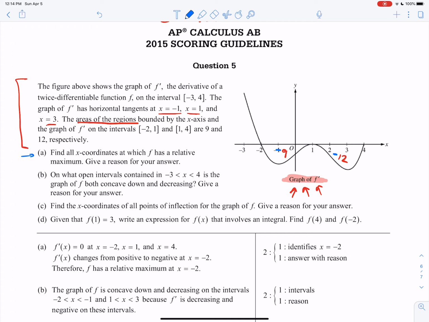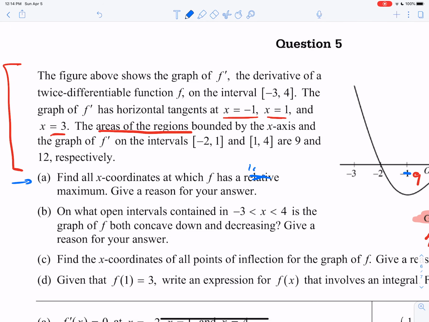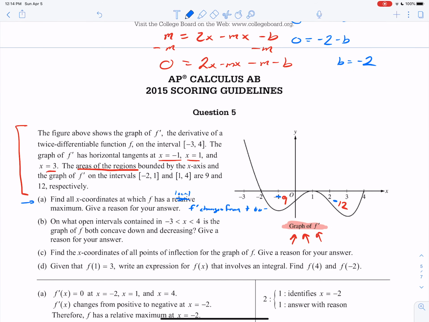Let's jump to the first one. We want to find out what x-coordinates where f has a relative max. So remember, relative, again, means local. So remember, f will have a local max if f prime changes from positive to negative. So where does the graph of f prime do that? Notice how right here the graph is changing from positive to negative. Here at 1 it's from negative to negative, and at 4 it's just from negative, and we don't know what happens after. So it's only going to happen at this location here at -2.